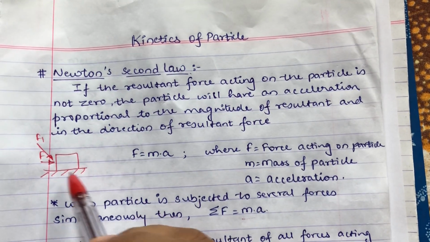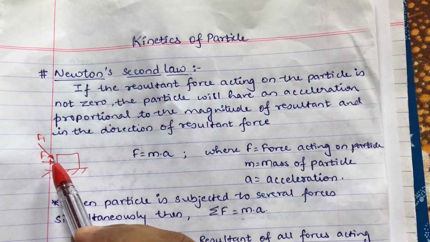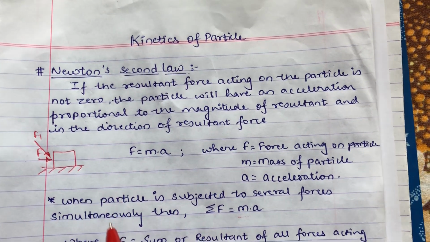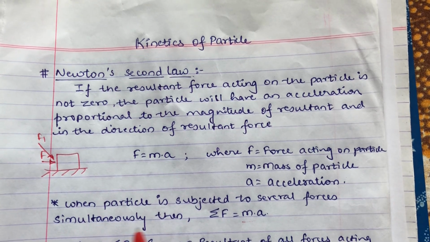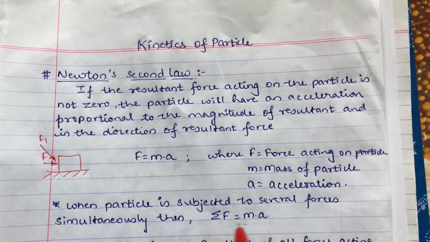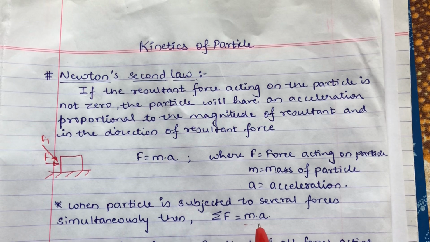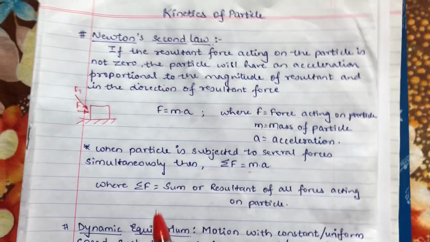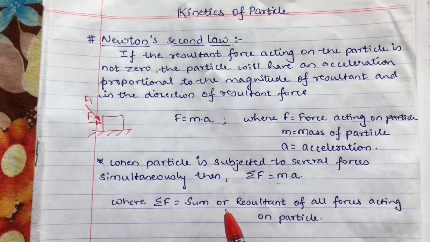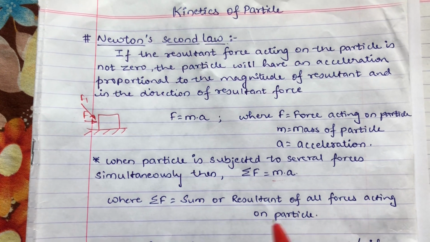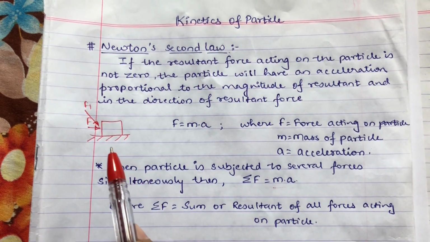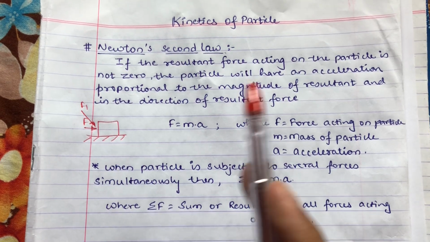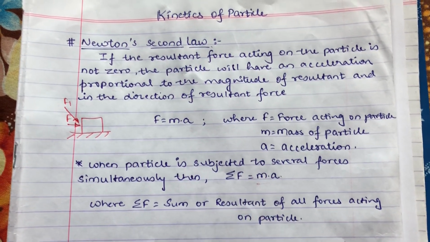Now in this particular body, if multiple forces are acting on it at the same time, then when a particle is subjected to several forces simultaneously, then summation F is equals to ma. Now here, what is summation F? Summation F is just sum or resultant of all the forces acting on a particle. When this summation F will be considered? When a motion is happening, as we are talking about everything related to the motion.